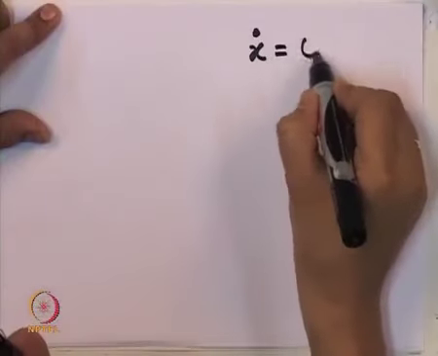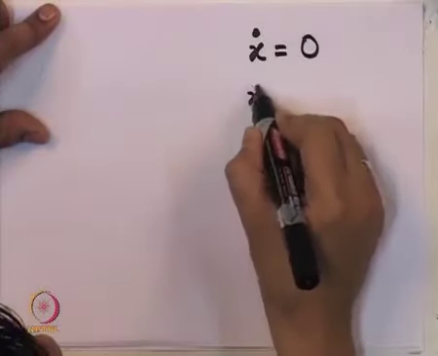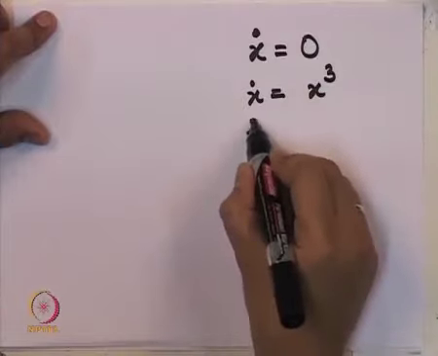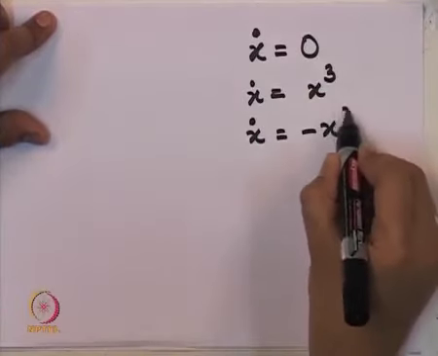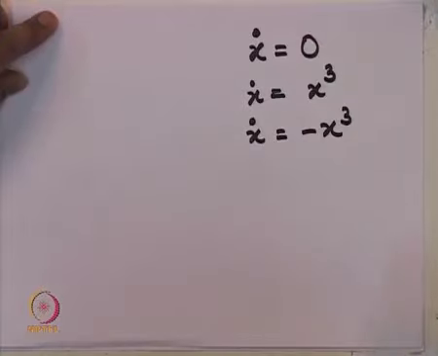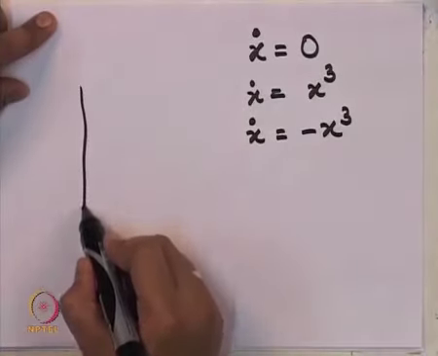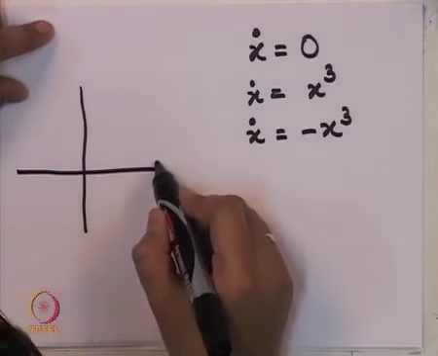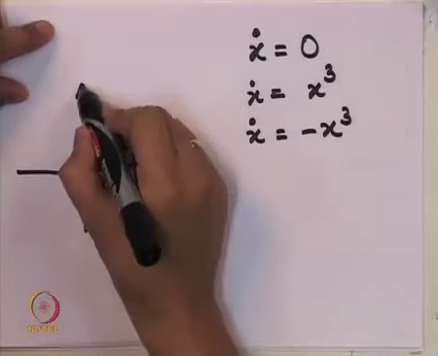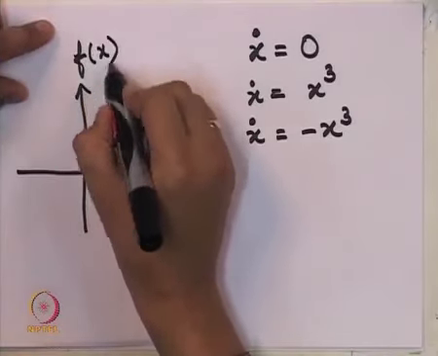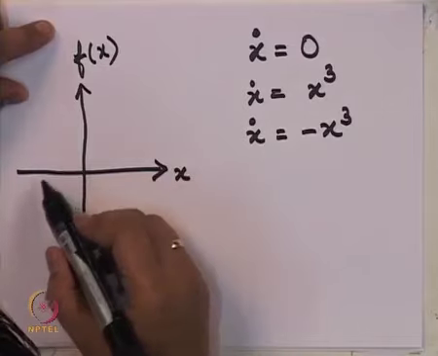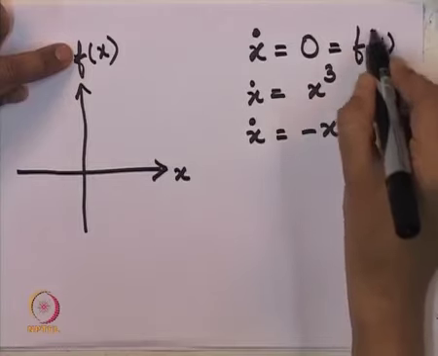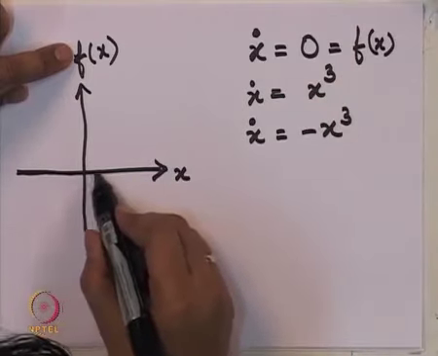x dot is equal to, let's say, 0, x dot is equal to x cube, and x dot equal to minus x cube. So, for these three differential equations, we will see that in each of the cases the tangent has slope 0 at the equilibrium point. So, we are drawing the graph of f versus x. In this particular example, f is equal to 0, it is a 0 function. So, it is always equal to 0.